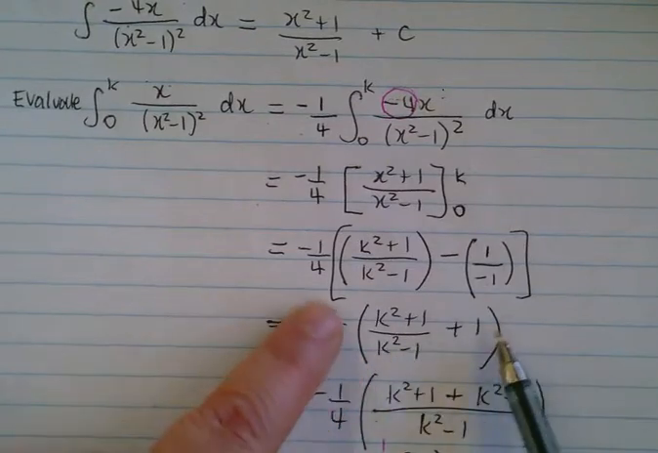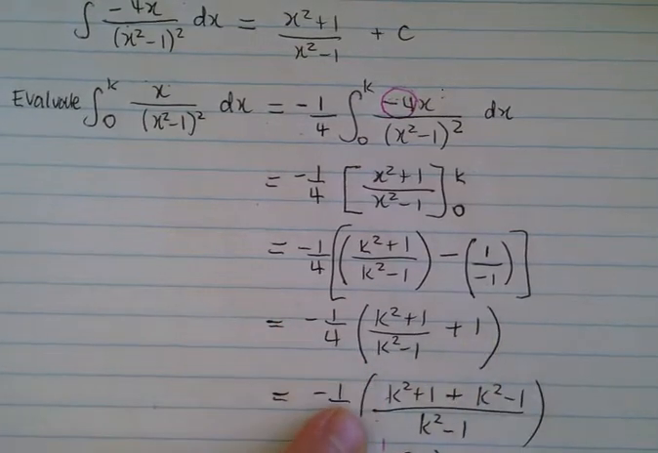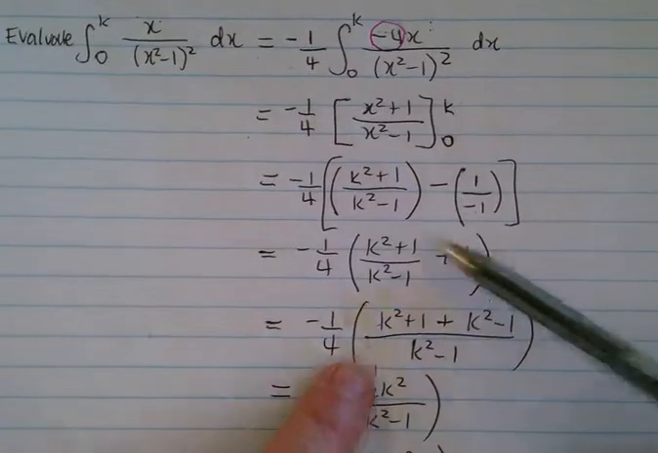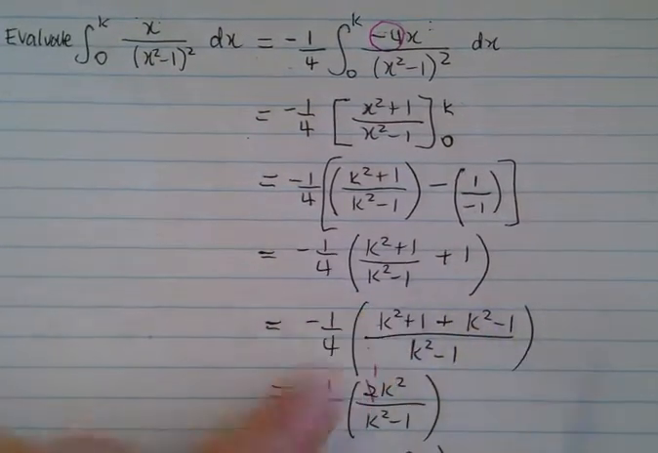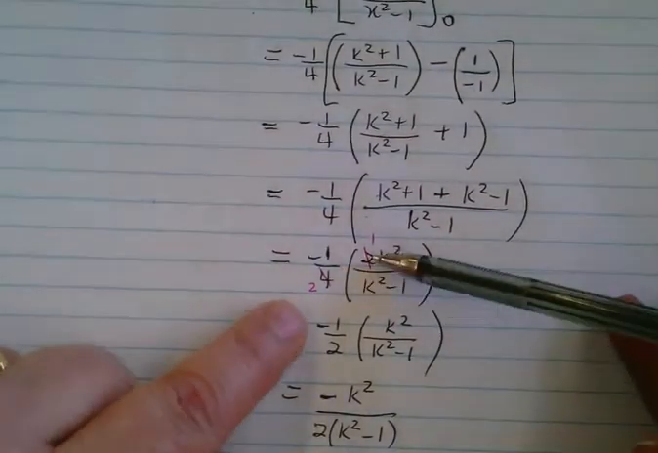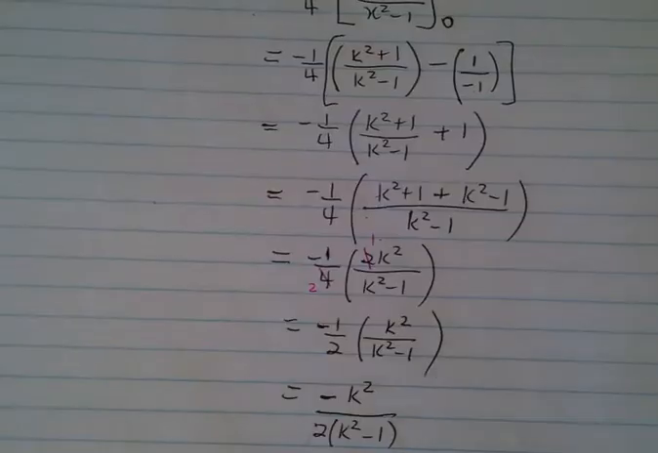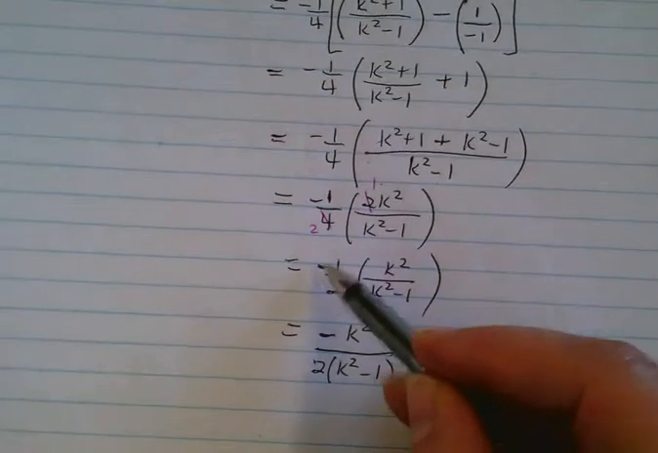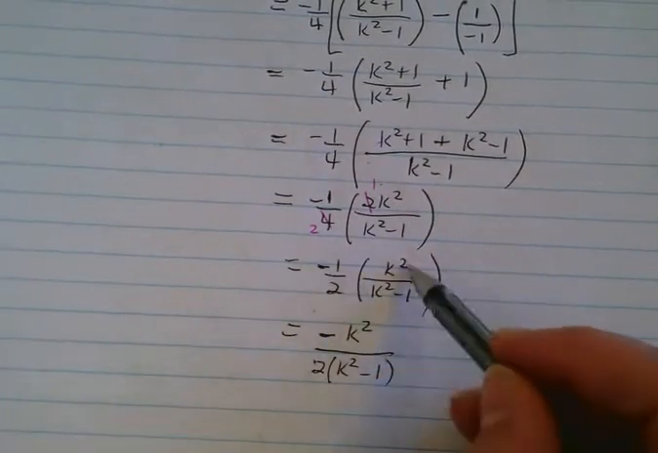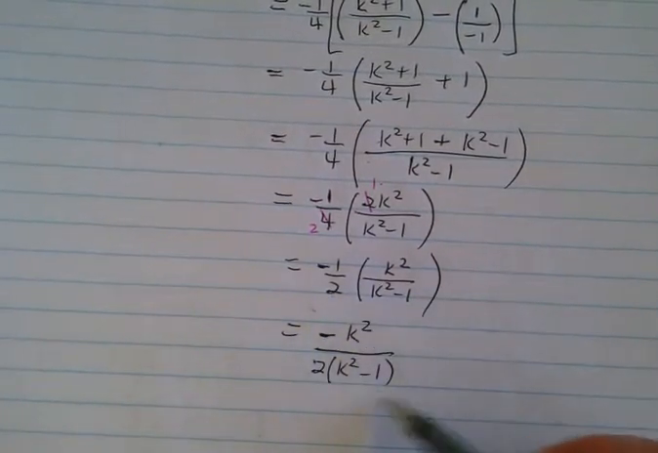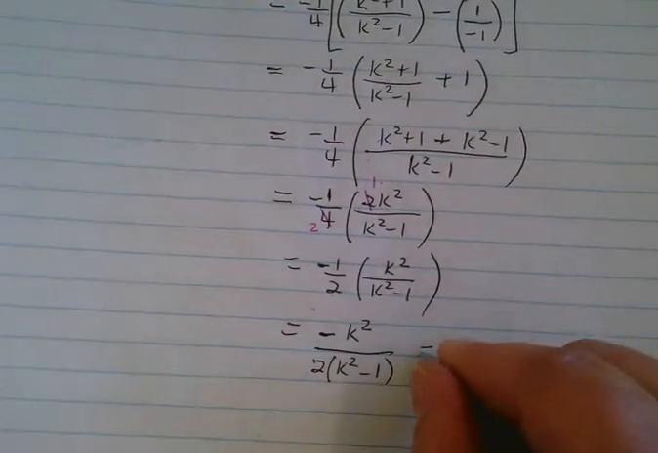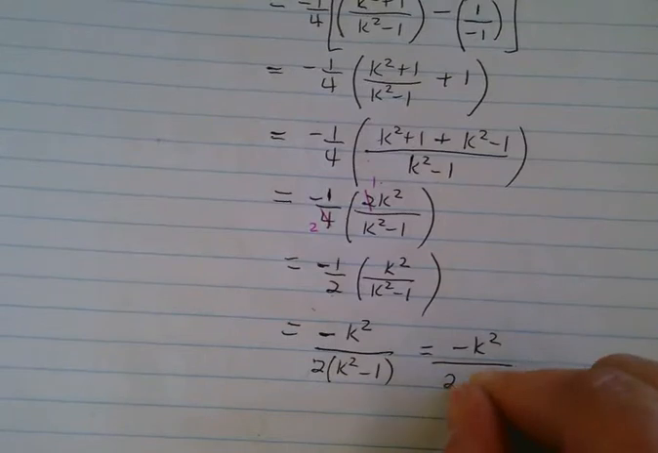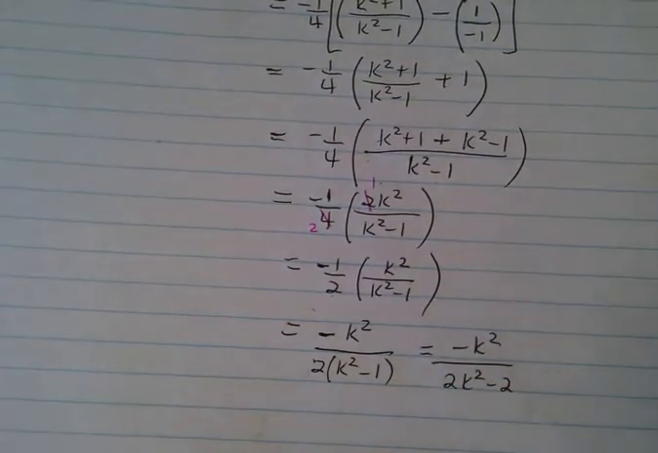It'd be a really good idea to make a common denominator here, because that's not simplified form. Then the k squareds, you can add them and the 1's cancel. You can do some simplifying here with the 2 and the 4. You can write it like that, or you just multiply the negative 1 by the numerator and 2 times the denominator. You can expand it if you want, you don't have to. Negative k squared over 2k squared minus 2. Either answer's fine.